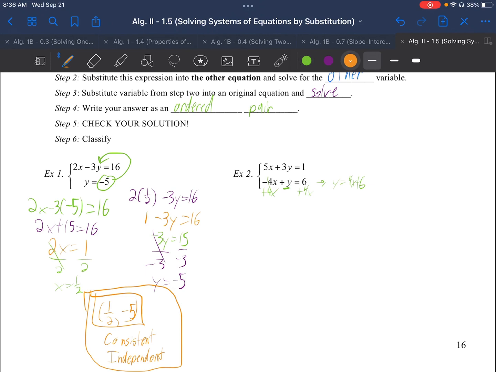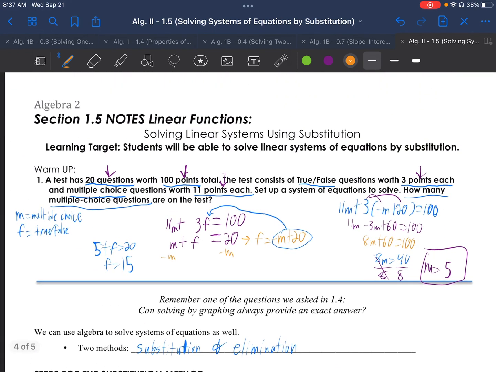And how you could identify that right away is saying this has a coefficient of 5, this has a coefficient of 3, this has a coefficient of -4, this has a coefficient of +1. So anytime there's a coefficient of +1, or the next best thing would be a coefficient of -1, that is going to be your best choice possible.